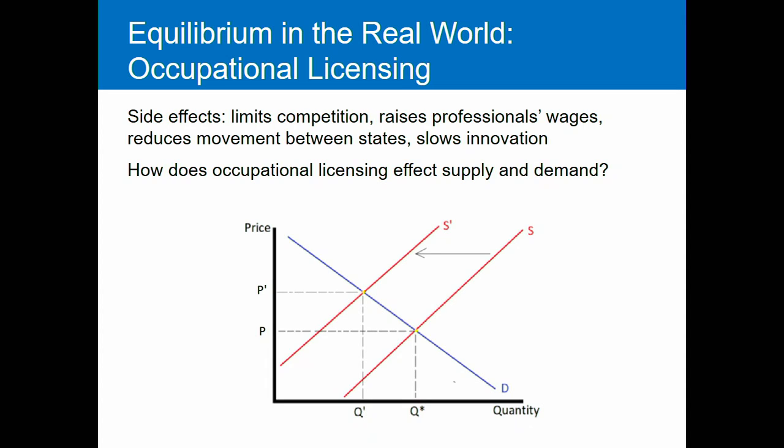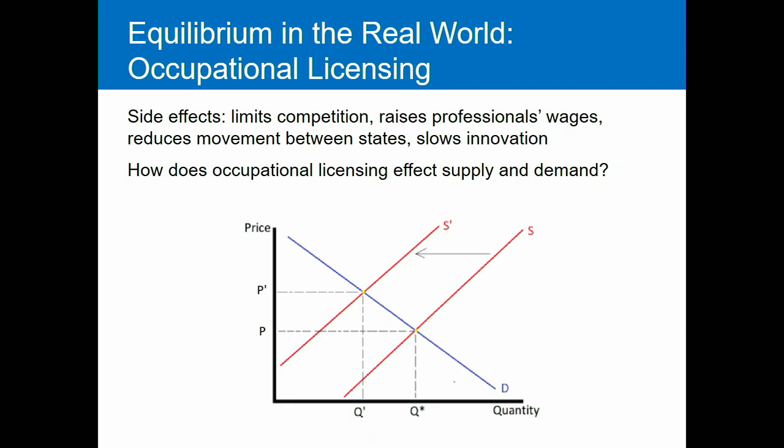So there are side effects of occupational licensing. There's some good things in theory. It improves the quality. It prevents low quality from harming consumers. It reduces information asymmetry to allow the market to function more efficiently. But there's also side effects. It limits competition because there's fewer people practicing in the field.